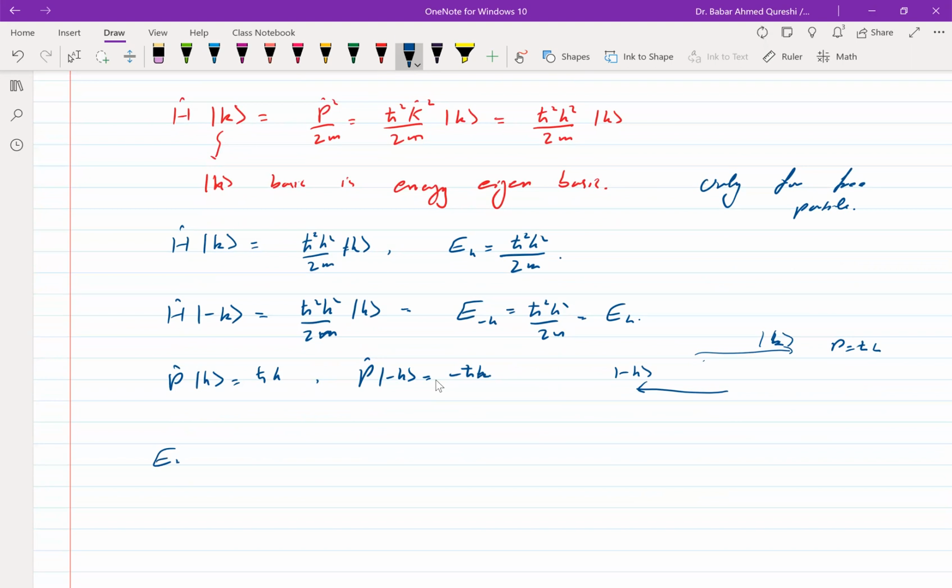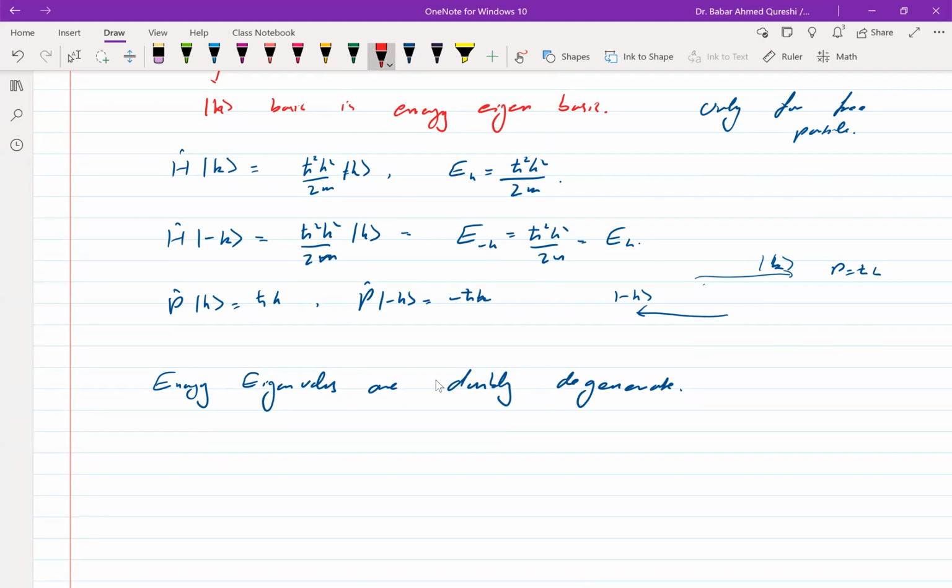And so you say that the energy eigenvalues are doubly degenerate. That is just terminology. We had said that many a time we will encounter operators whose eigenvalues will be degenerate. That means you will have more than one eigenvector with the same eigenvalue. In that case, this is a two-dimensional subspace, and we know that it is being spanned by these.